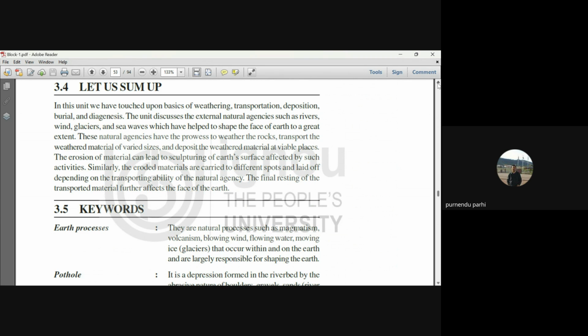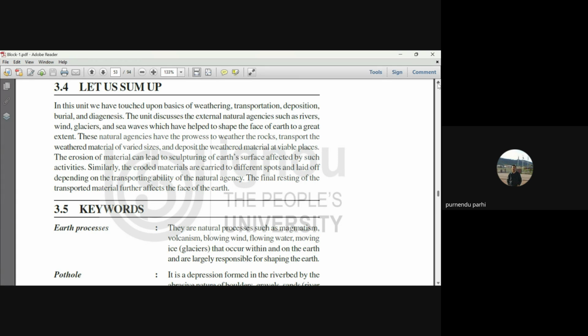In this unit, we have touched upon the basics of weathering, transportation, deposition, burial, and diagenesis. The unit discusses the external natural agencies such as river, wind, glaciers, and sea waves, which have helped to shape the faces of Earth to a great extent. These natural agencies have the powers to weather the rock, transport the weathered materials of various size, and deposit the weathered materials at viable places.